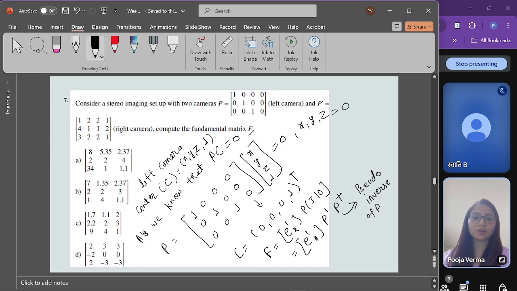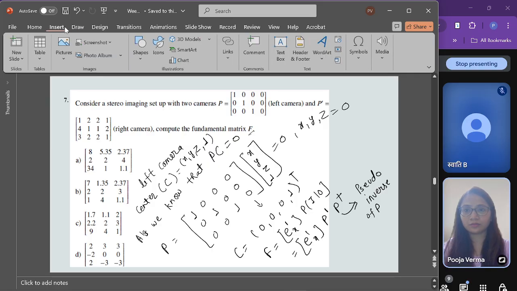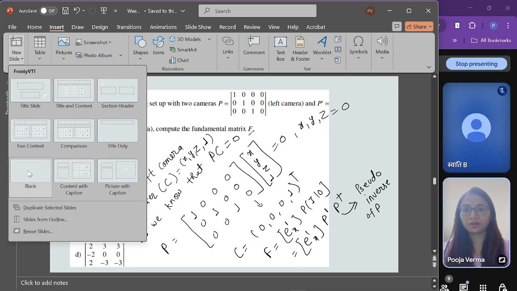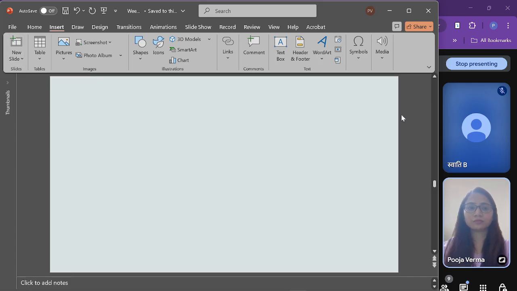So now we have got the camera center C. So how can we find E dash, the skew symmetric matrix? How can we calculate the skew symmetric matrix of that one? Let me take another slide to calculate it. Okay, so to calculate the skew symmetric matrix, first we have to calculate E dash. That is the right epipole, right?